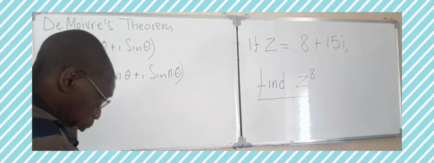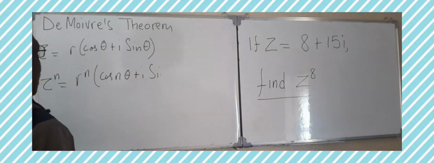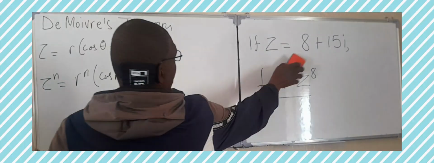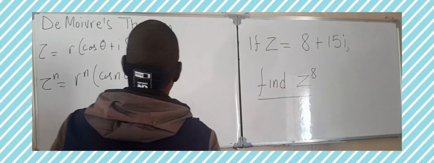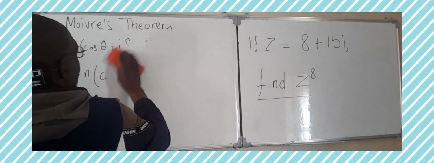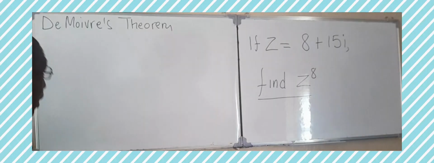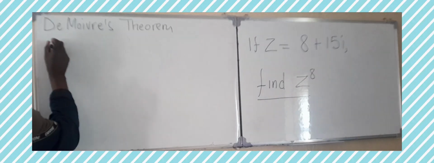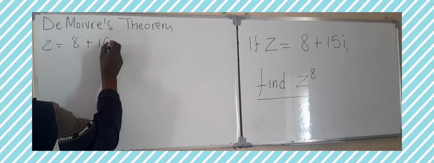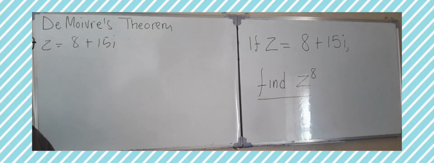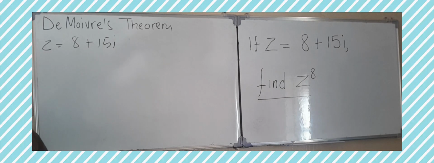So in order to deal with the problem on the left board there, it is obvious that we need to pass through the process of converting this, which is in standard form, into polar form. So why don't we do that? We are going to write our Z over here and do our calculations on the left board. So Z is equal to 8 plus 15I. Now, we want to convert Z into polar form, from rectangular form to polar form.